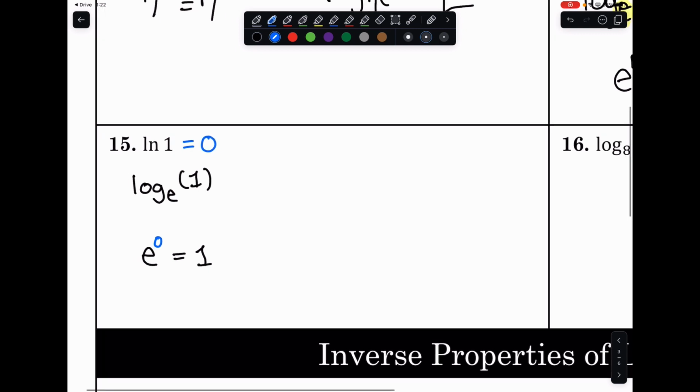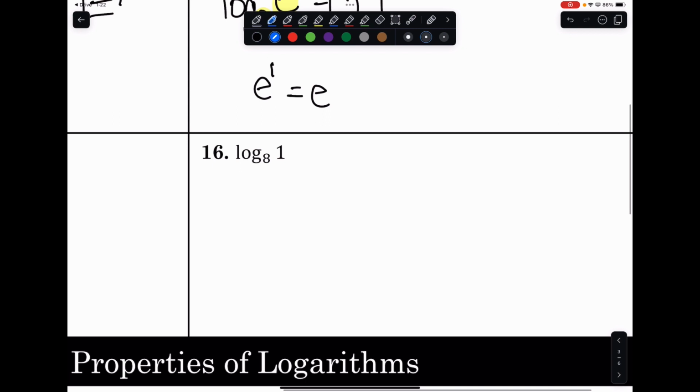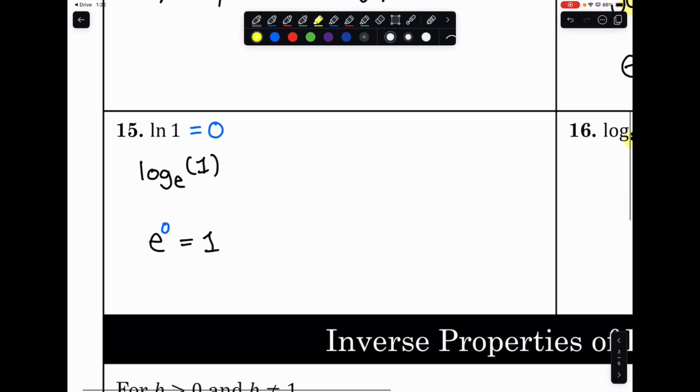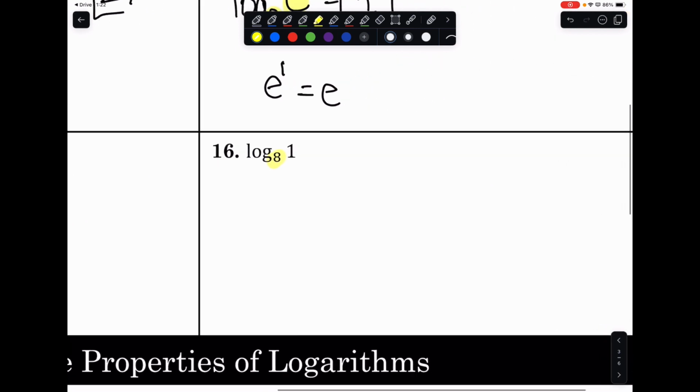And the same thing with any other base, regardless of what the base is, whether it's 8 or e. If we want the log with base of 1, that has to mean that this has to equal 0, because 8 to the 0 power equals 1.